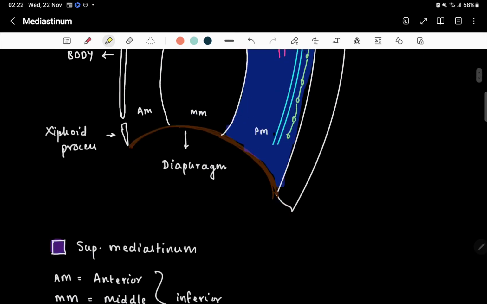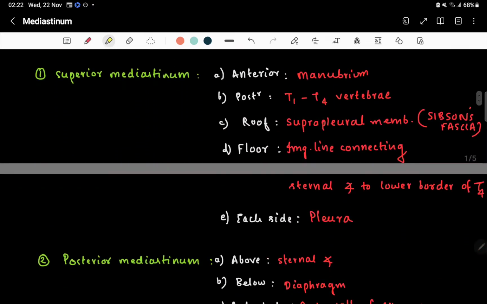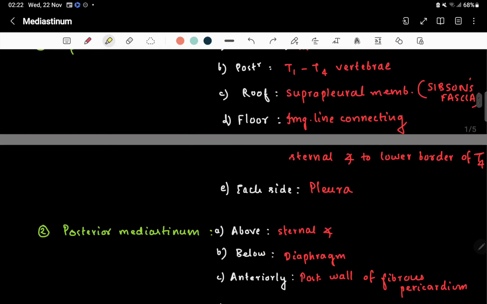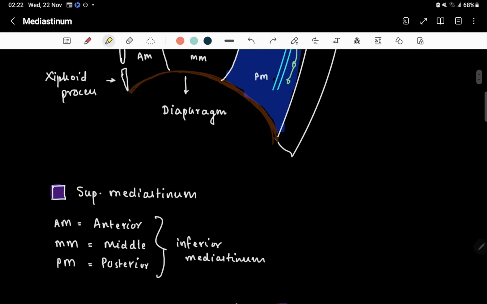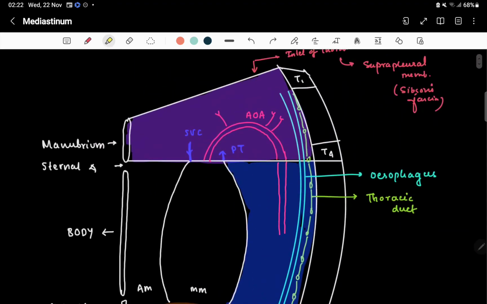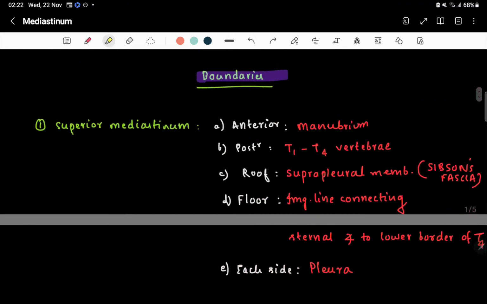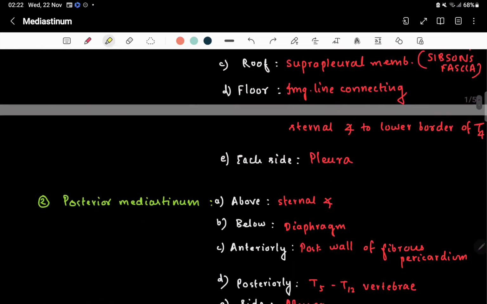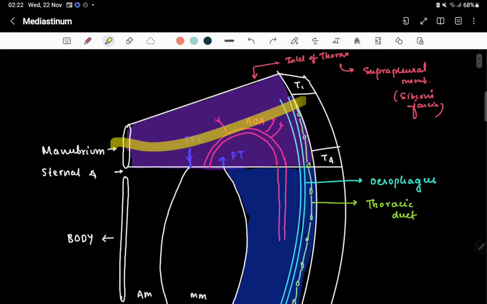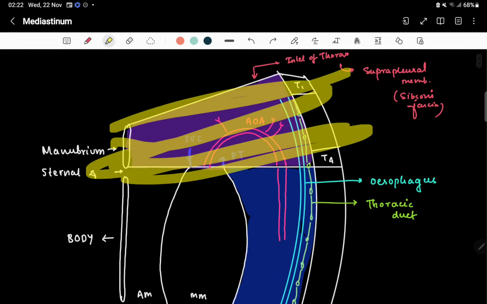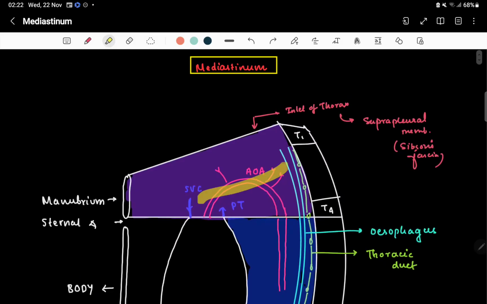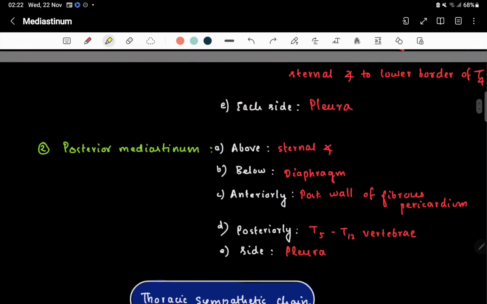Understood? Talking about the floor, it is the imaginary line that is connecting the sternal angle to the lower border of T4. This imaginary line is forming the floor of your superior mediastinum. So that's about your superior mediastinum. You can write the contents, and each side is surrounded by the mediastinal pleura. Many contents are there, esophagus, and all this you can write.